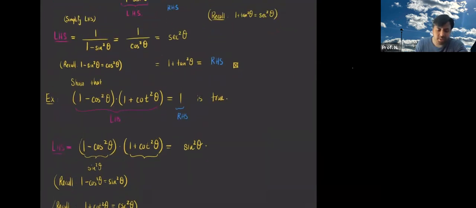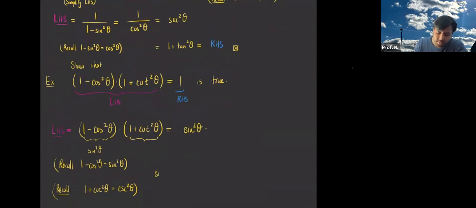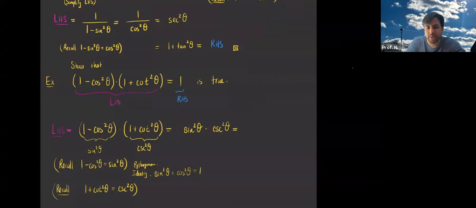And you can get all of these from the Pythagorean one. If you know the Pythagorean, then you know most of the identities that you need to know. They all really stem from this one: sine squared theta plus cosine squared theta is 1. So I can write this as cosecant squared theta. So sine squared times cosecant squared. But what is sine squared times cosecant squared? When you multiply them, what do you get?